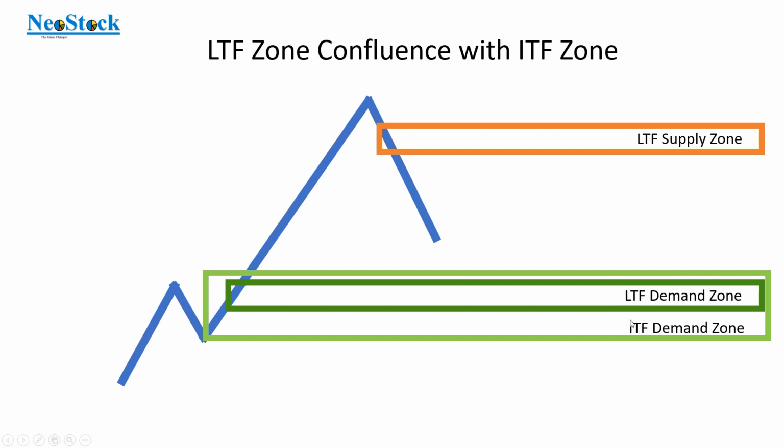Because this LTF zone is inside the ITF zone, if prices enter into this zone, there is a higher success rate for the pending orders in this LTF demand zone, because it is associated with the ITF demand zone, which indicates order flow is much stronger. There are higher chances it will push the prices up and prices will definitely reach the LTF supply zone. Maybe definitely reaching is not the right statement, but there is a higher success rate compared to the scenario where this LTF demand zone is outside the ITF demand zone.